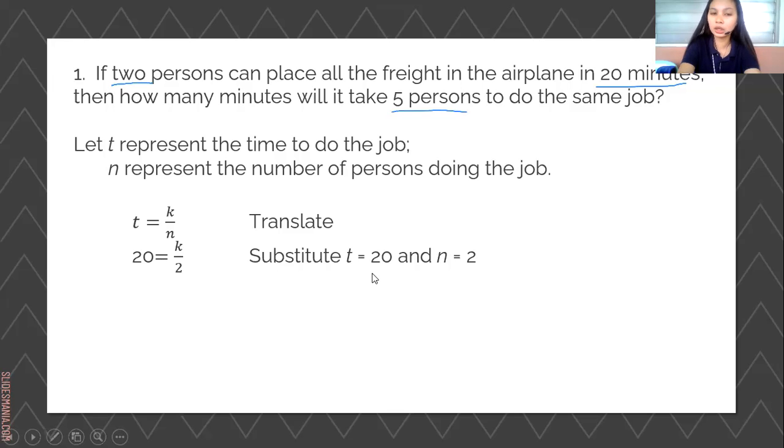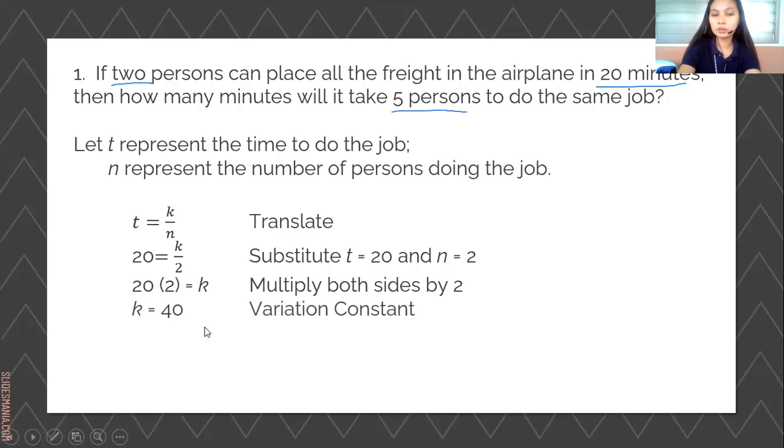Okay, so substitute lang natin and then simplify to find the value of K. So just cross multiply na lang po, 20 times 2, and then the answer is 40 po. Ayan yung constant of variation po natin. Naintindihan po? Ayan po yung constant natin. Okay? So dito po, since meron na tayong constant, let's go back to the main question po.